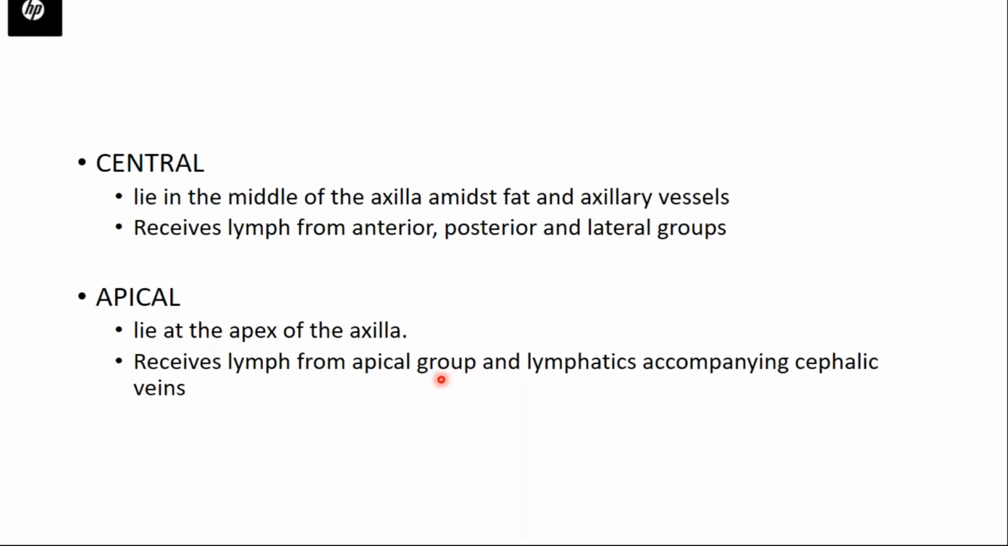Okay, so the lymph from the apical group, and then these are the veins. These lymphatics receive lymph from the central group, as well as the lymphatics around the cephalic vein. Okay, from the cephalic vein.